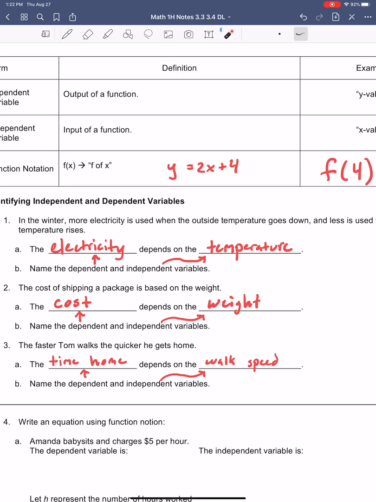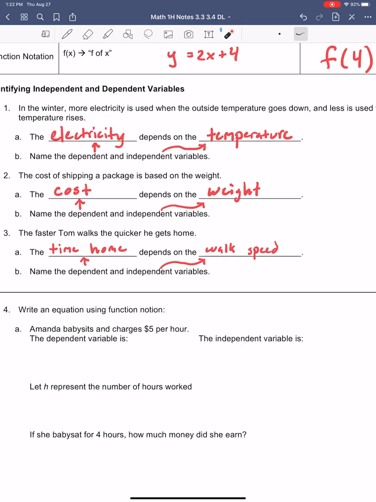Moving to the next one, a little bit trickier here. It says the faster Tom walks, the quicker he gets home. So in this case, the time that he gets home depends on his walking speed. Because if he walks faster, then he'll get home sooner. If he walks slower, then he'll get home later. So the time he gets home depends on his walking speed. So the walking speed is the independent variable.